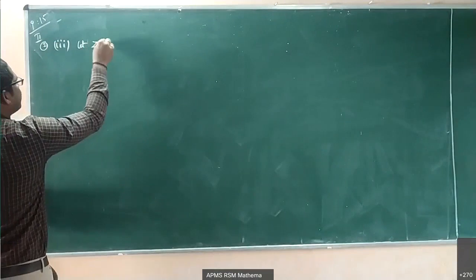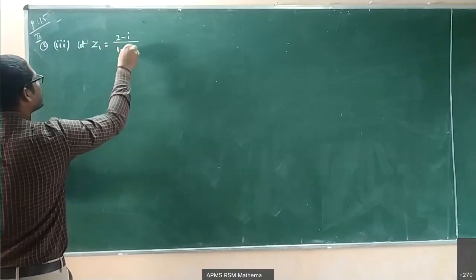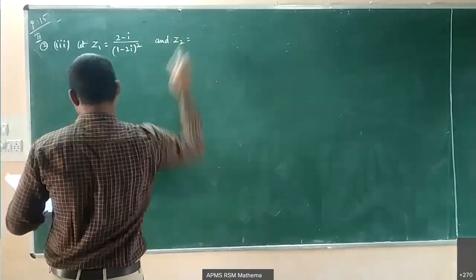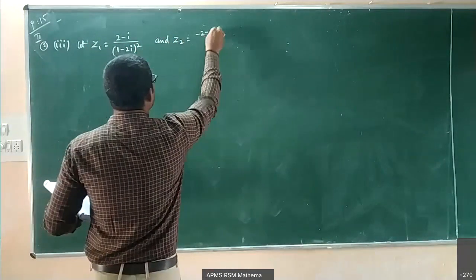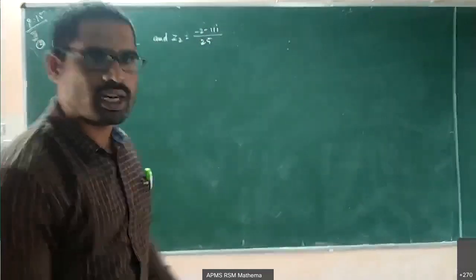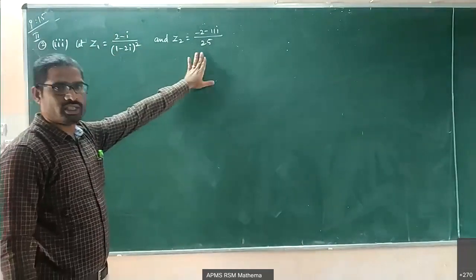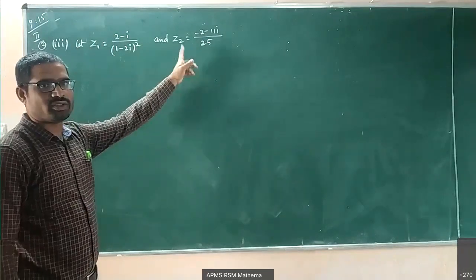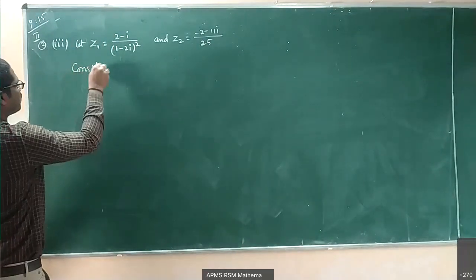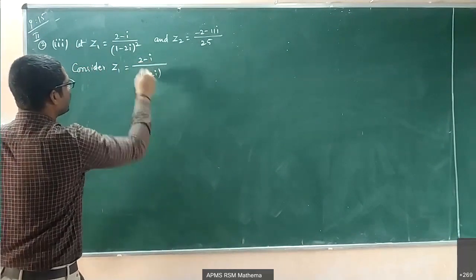Let Z1 is equal to (2 minus i) divided by (1 minus 2i) whole square, and Z2 is equal to (minus 2 minus 11i) by 25. These two complex numbers are given, and we are asked to show that Z1 is conjugate to Z2, and Z2 is conjugate to Z1. Now we consider Z1, which is (2 minus i) divided by (1 minus 2i) whole square.